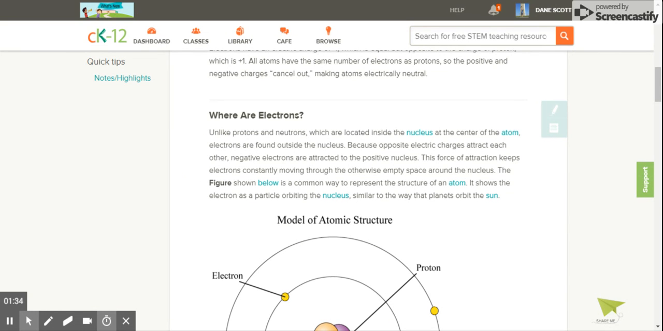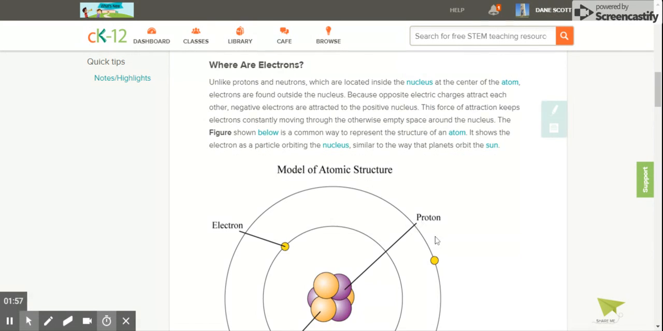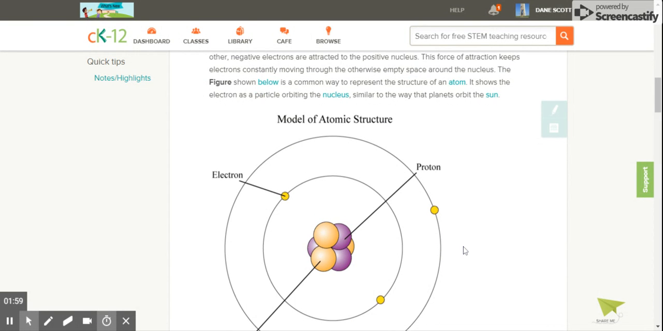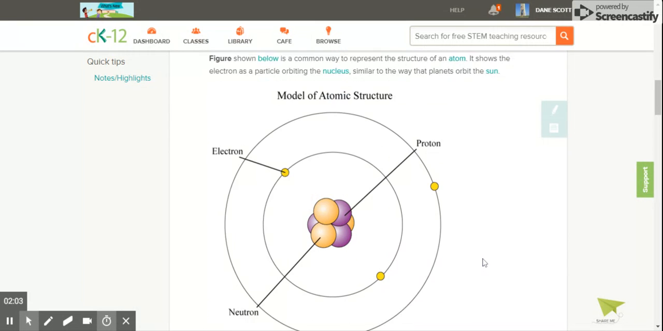Unlike protons and neutrons, which are located inside the nucleus at the center of the atom, electrons are found outside the nucleus. Because opposite electric charges attract each other, negative electrons are attracted to the positive nucleus. The force of attraction keeps electrons constantly moving through the otherwise empty space found around the nucleus. The figure shown below is a common way to represent the structure of an atom. It shows the electron as a particle orbiting the nucleus, similar to the way that planets orbit the sun.